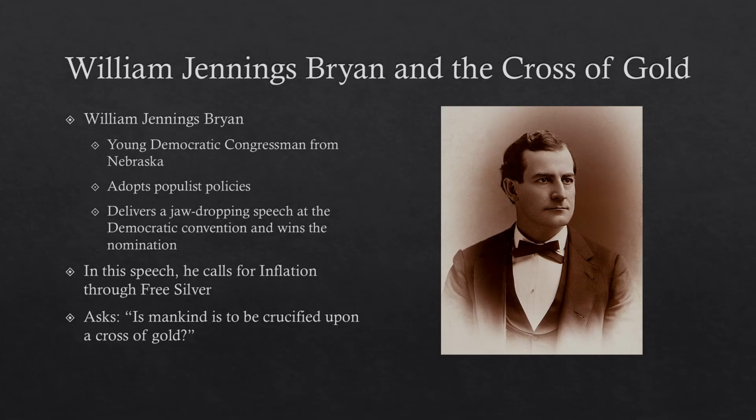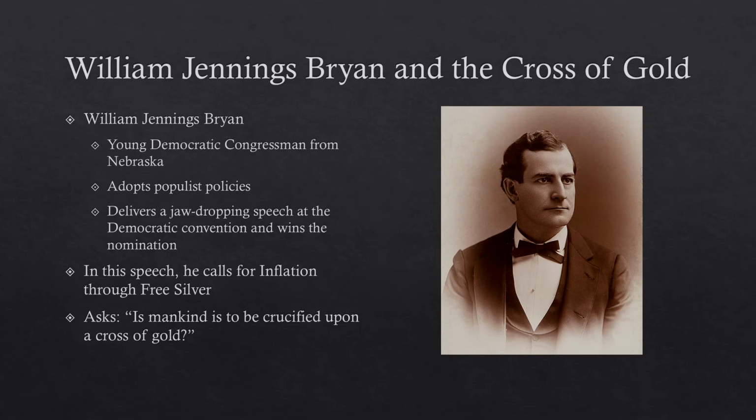And really nobody knows who this guy is, but at the Democratic National Convention, he gives this crazy, jaw-dropping speech called the Cross of Gold, in which he wins over a large part of the Democratic Party and ends up getting nominated for president. So this dude who comes out of nowhere gives a powerful speech and ends up nominated for president. He's only like 36 years old, and he's the youngest person to ever be nominated for president.